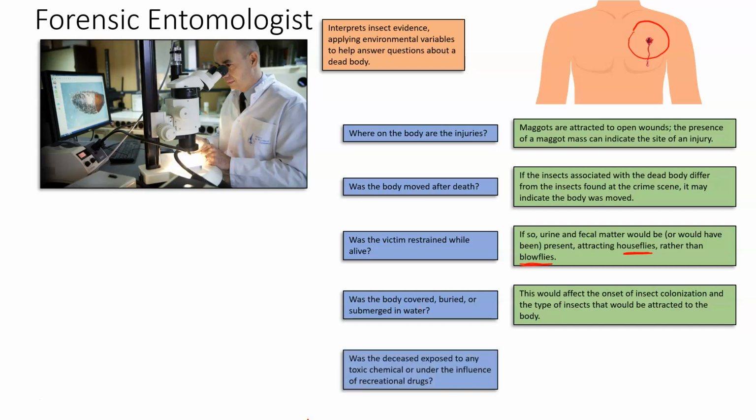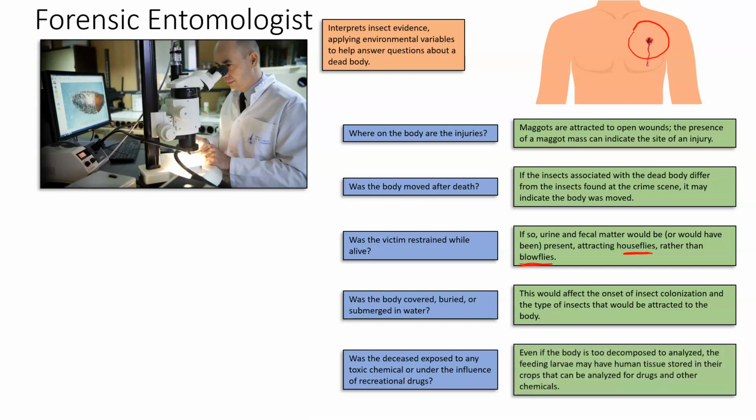majority of the decomp. Was the deceased exposed to any toxic chemical or under the influence of any recreational drugs? That's a big indicator of possible cause of death. And so we can actually look at the insect activity, and we can actually analyze the contents of the feeding larva's stomach for human tissue. Because human tissue is often stored in the crops of the feeding larva, we can actually extract that human tissue that's being stored there, and we can analyze it for drugs and other recreational chemicals, which can oftentimes give us an indication of cause of death.